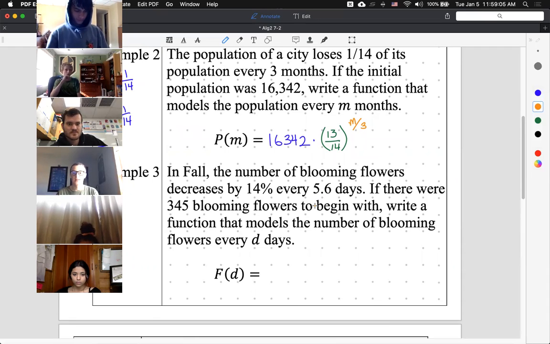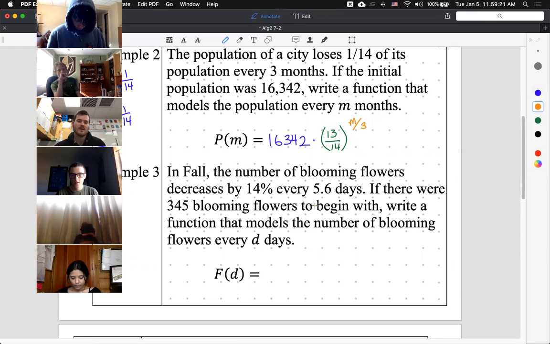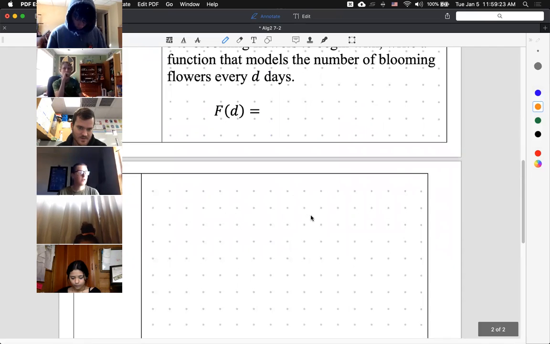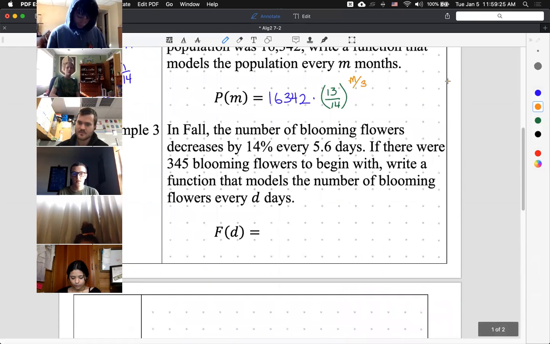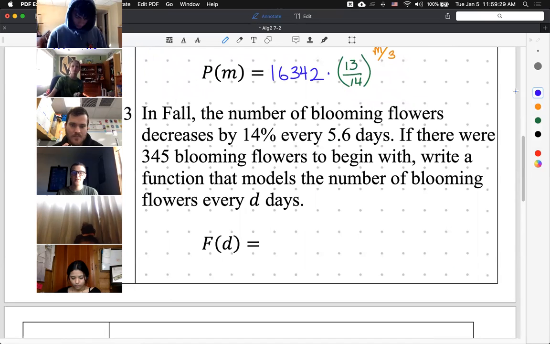In fall, the number of blooming flowers decreases by 14% every 5.6 days. If there were 345 blooming flowers to begin with, write a function that models the number of blooming flowers every d days. Thank you, thank you. All right, and by the way, this is our last example. We're done. There's nothing after this. So we have our problem. Let's zoom in. What's our first number, our initial number?